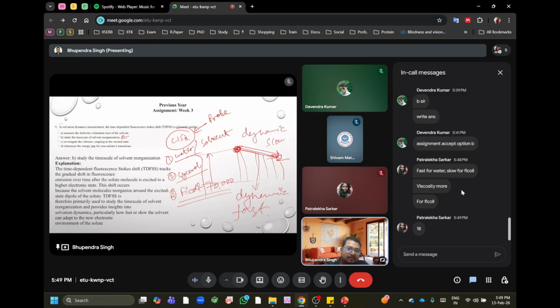When the viscosity is higher, it is simple to figure out that the molecule going from this position to this position will be slower in the case of Ficoll in comparison to water. And in the presence of glycerol, dynamics will be slower compared to buffer, but it will be faster compared to the Ficoll 70. Right?